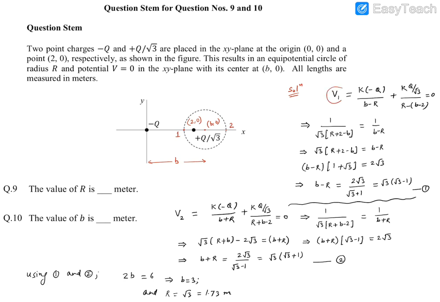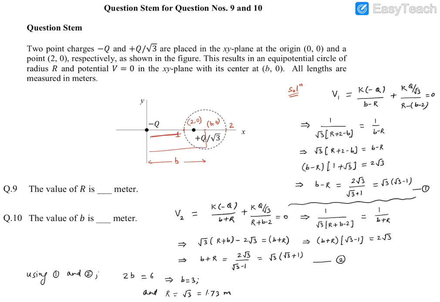So let's find the potential at point 1. At this point the potential is going to be because of minus q as well as because of plus q by root 3 charges. The potential due to minus q will involve this distance. We need to write this distance. Now you need to find this distance. How can we find this distance?